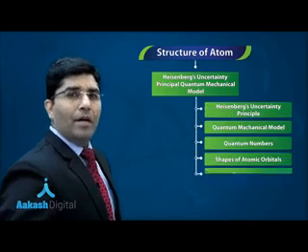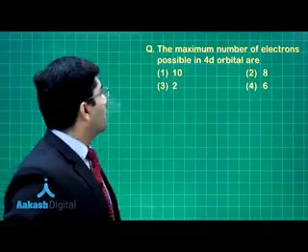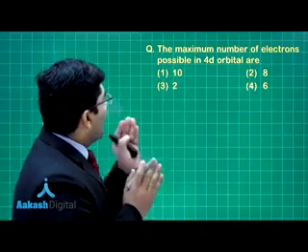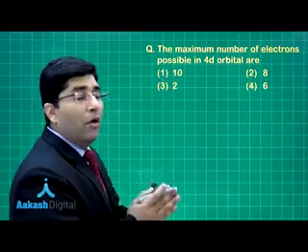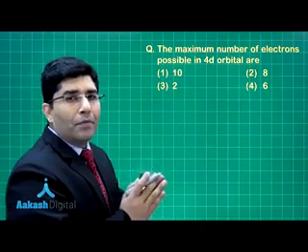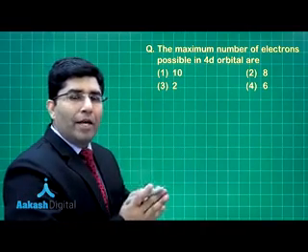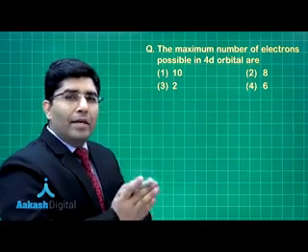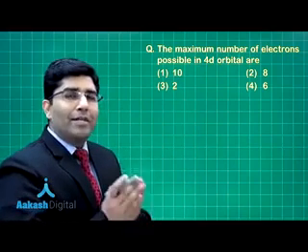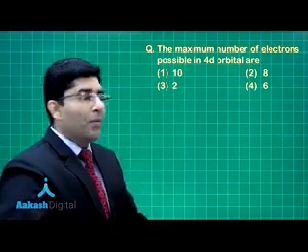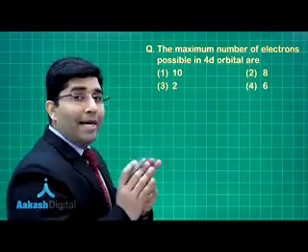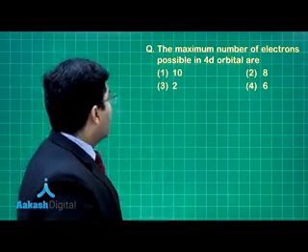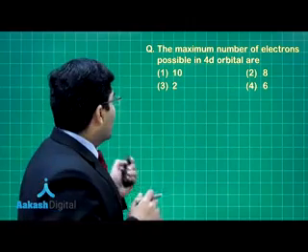So friends, let's solve some more questions. Now in this question he is asking the maximum number of electrons possible in 4d orbital. Now this is a type of question in which 90% of the students tend to make mistake. Now what kind of mistake they tend to do is, let's see the solution.